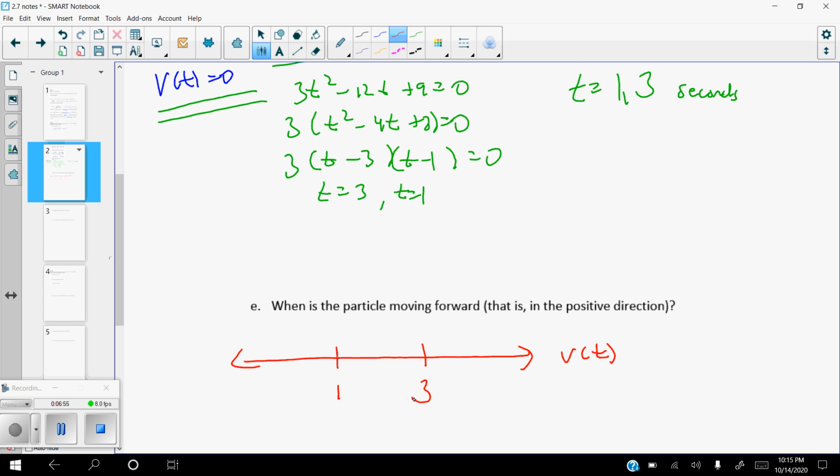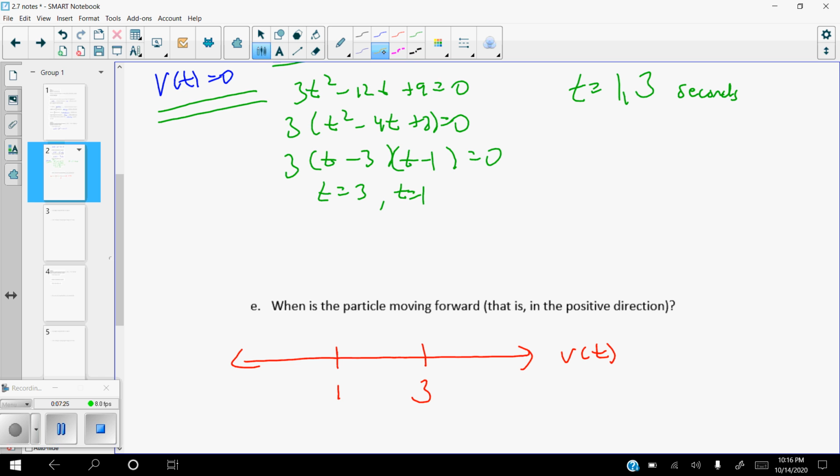We know that the velocity is not at rest anywhere else other than 1 and 3. We've already solved for that. So anywhere else, this thing has to be moving. And in order for it to change direction from positive to negative, it would have to stop somewhere. So the only places it could change direction are at time 1 and time 3. So we're going to use a little bit of what's called sign analysis. We're just going to analyze the sign. I don't really care so much what the value is as much as what the sign of this thing is.